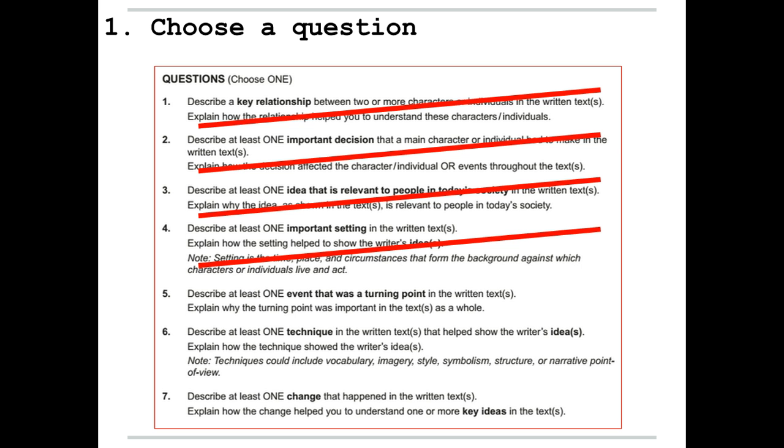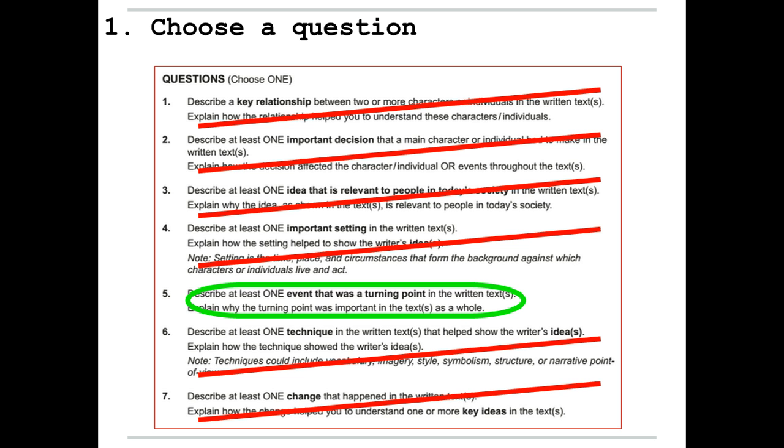Compare that to question 5, which is very simply written and just focuses on the event that is a turning point and how it is important. So that's why I have chosen question number 5 to work with. But you might choose a different question, and that's absolutely your choice.